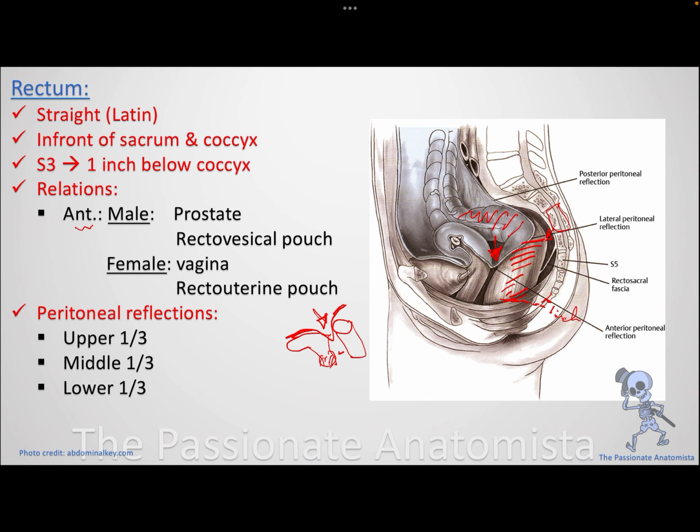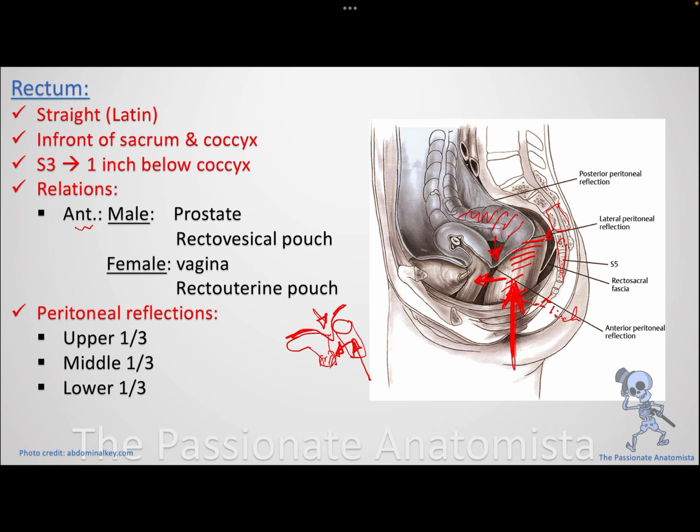And below we have the prostate in male and the vagina in female. That helps us if we were to do the PR exam. If the doctor puts his finger in the rectum, he can palpate the vagina and look for any problem. The same thing happens in male: anteriorly we can palpate the prostate and find out if there is a tumor or something. So these are important anterior relations to the rectum. Posteriorly, of course, you have your bones, the sacrum and coccyx.